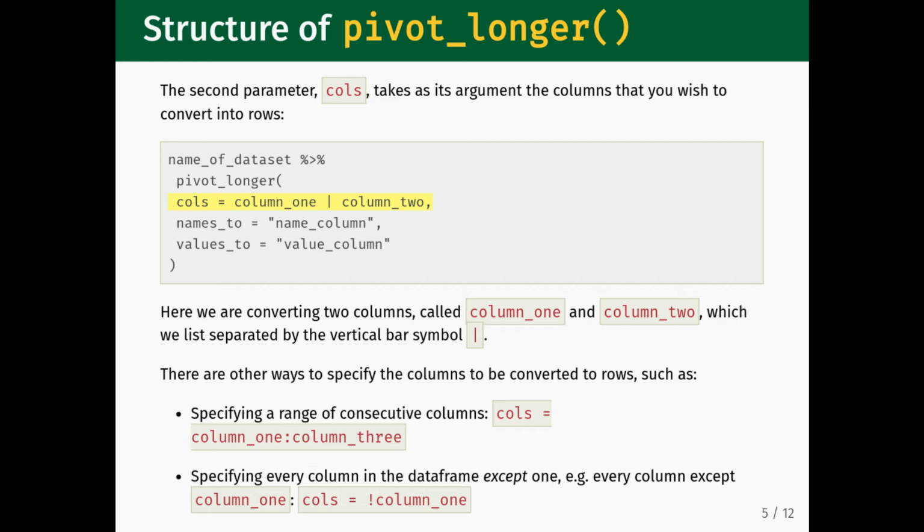Next, we want to specify the columns to stack on top of each other, and so convert into rows. We supply this information to the cols parameter. In this example, I am stacking just 2 columns. In this imaginary dataset, these are called column 1 and column 2. And to list a series of columns, you can separate them by the vertical bar symbol. But there are many other ways of listing the columns as well. For a full list of these, you should check out the documentation for the pivot_longer function.